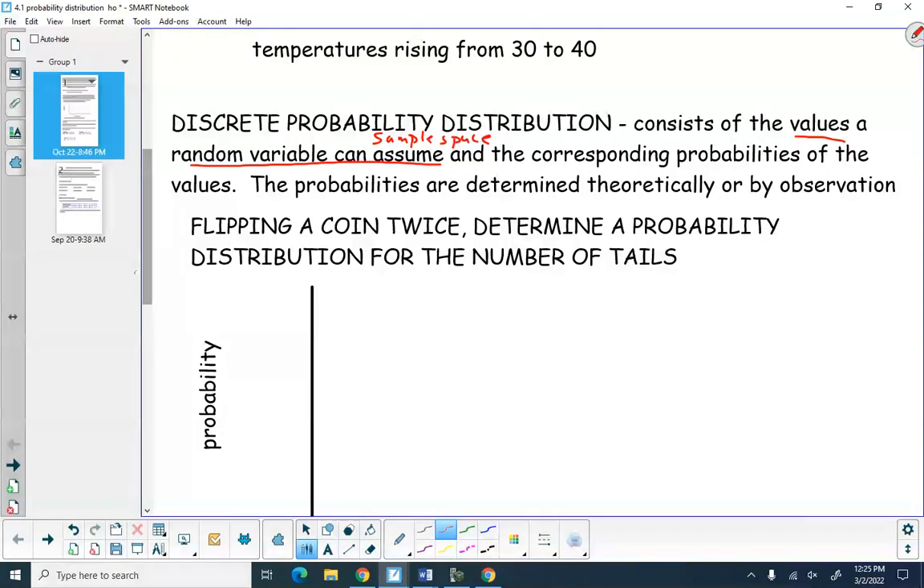So we're going to take a look at a random variable here. Flipping a coin twice. Determine a probability distribution for the number of tails. So if we're flipping a coin twice, let's look at the sample space.